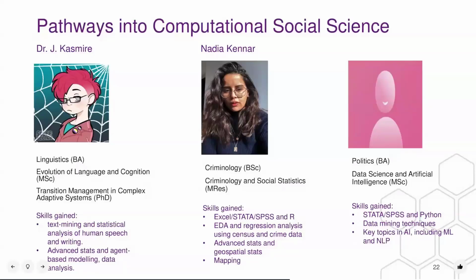So you can see that Jules has gained a lot of text mining skills and a knowledge of how to perform statistical analysis in her undergrad, and also learned about advanced stats and agent-based modeling in her master's and their PhD. Meanwhile, Nadia, like many of us, has gained skills in her undergrad related to traditional statistical software, so things like SPSS, and then was introduced to the programming language R, which she then used primarily in her master's.